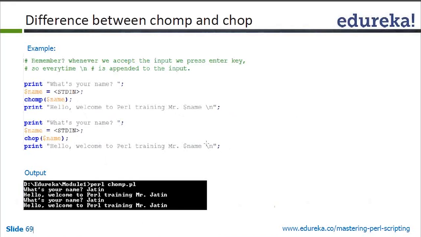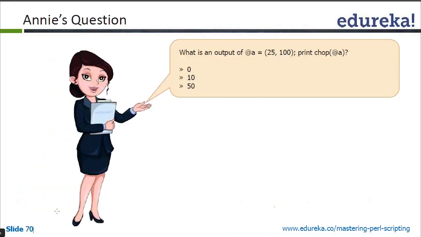So you can see that here we have this \n, but it is not going to the new line. So that is the main difference between chop and chomp. The only difference is the new line is getting removed, but here the cursor is not in the next line. It is in the same line. So we'll go to the next slide.